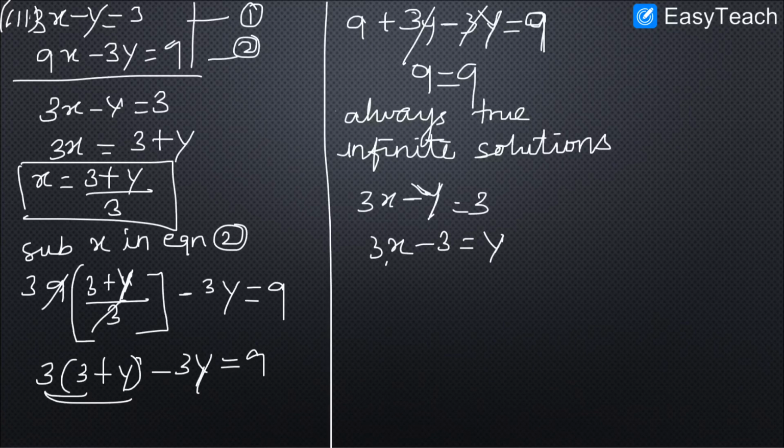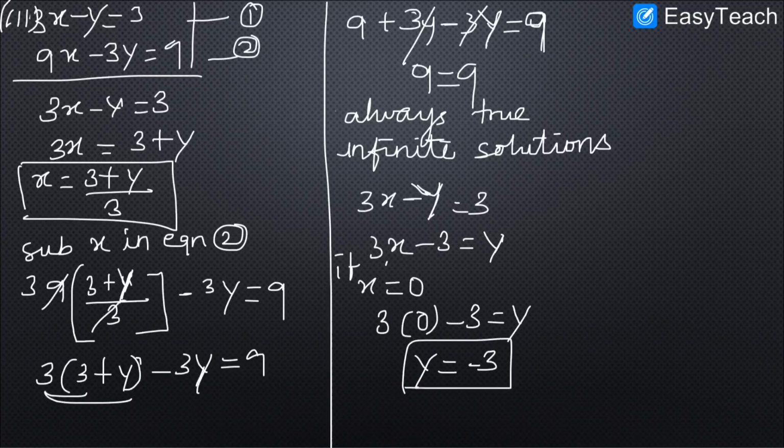Let's substitute 0 or 1 for x. If x equals 0, let's find what is the y value. So 3 into 0 minus 3 equals y, which means y equals minus 3. For x equals 0, y will be minus 3. So this is one solution, but these linear equations will have infinite solutions, so we cannot find them all. Just to show any one value, I pick x equal to 0.